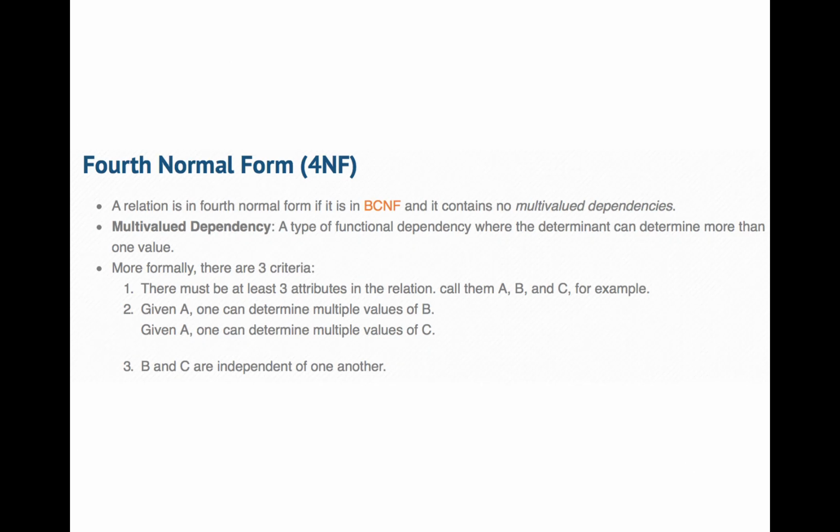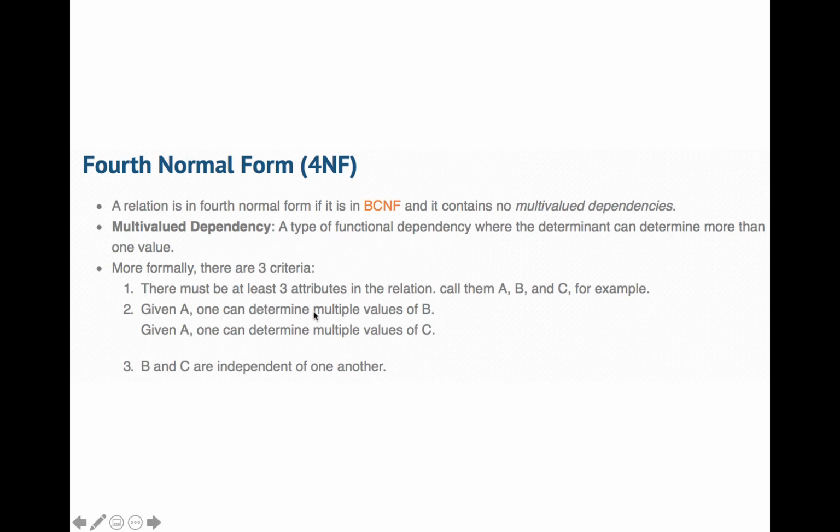Another normal form is the fourth normal form. A relation is in the fourth normal form if it is in BCNF and it contains no multi-valued dependencies. What do we mean by multi-valued dependency? It's a type of functional dependency where the determinant can determine more than one value.